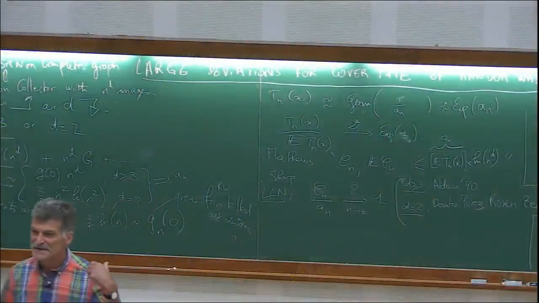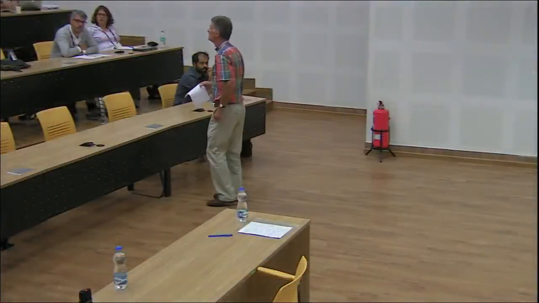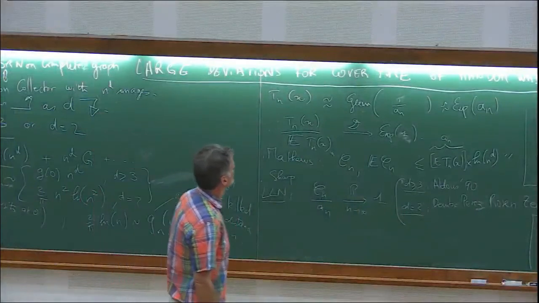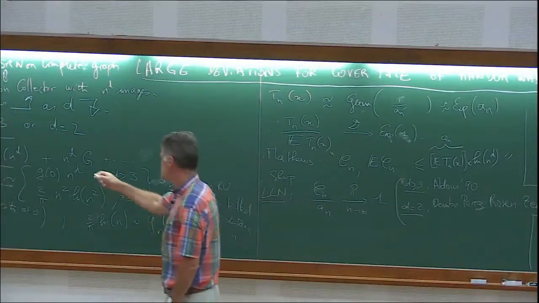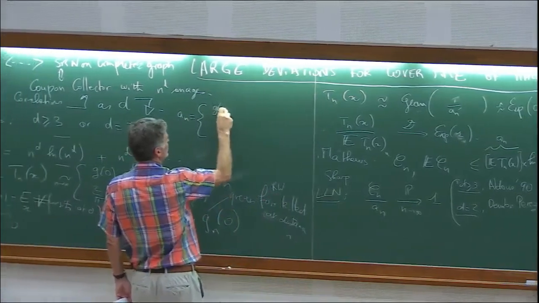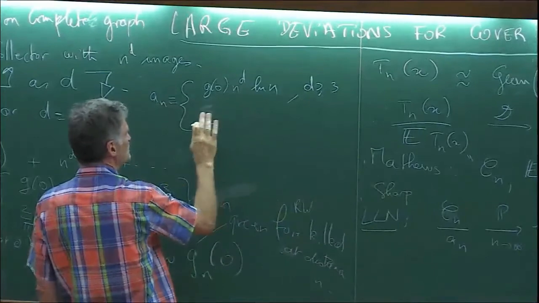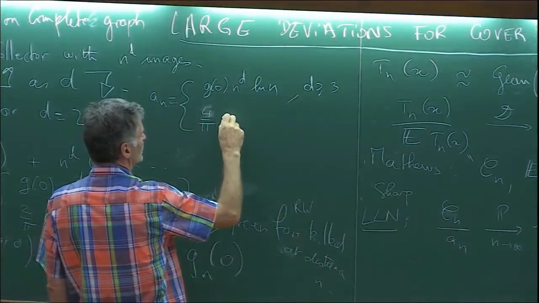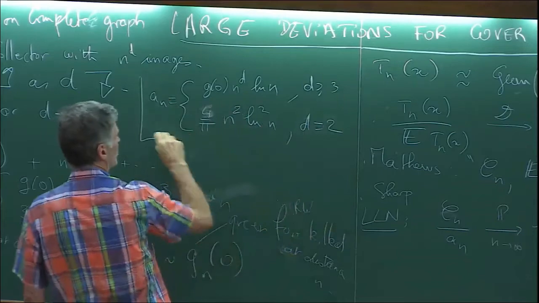And now if you look, for instance, at the mixing time, because at some point you will need to work seriously, not like the formula I'm writing, you need to have independence, so you need mixing properties. Yeah, okay, so an is not that. Thank you. So let me call this a prime n. And an is the one with an extra logarithm. So let me write it. Thank you, that's very important. It's a constant times n to the d log n in dimension 3, and it's 4 over pi times n squared log squared n in dimension 2. Thank you, François.